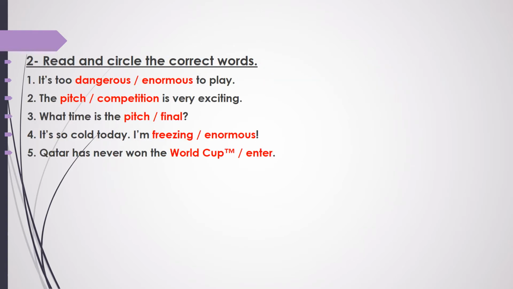Now, exercise number 2. Read and circle the correct words. In this exercise, you have 5 sentences. For each sentence, you have 2 choices. You are going to read carefully and to choose the correct answer. I will give you 5 minutes to do this exercise.